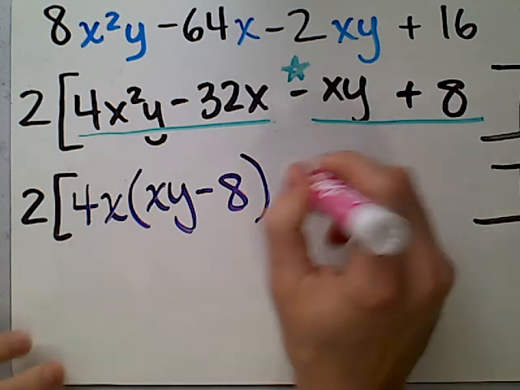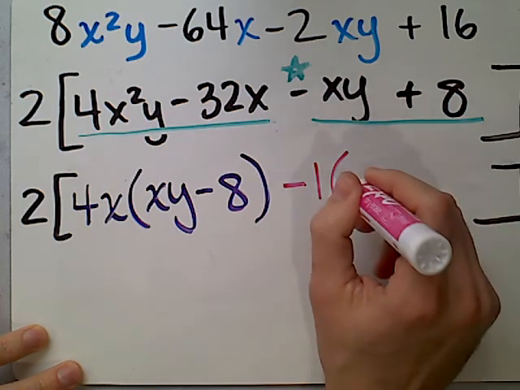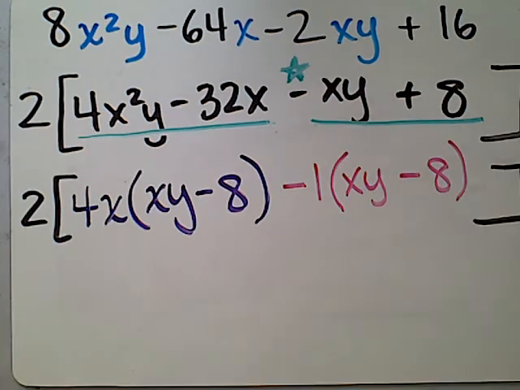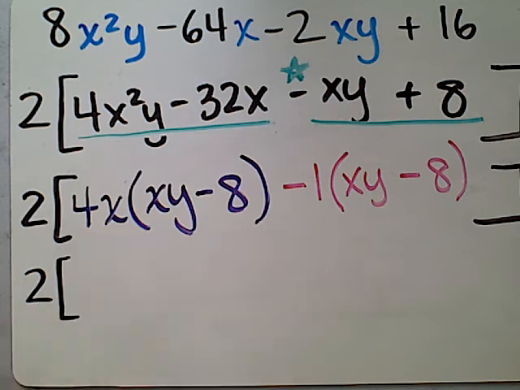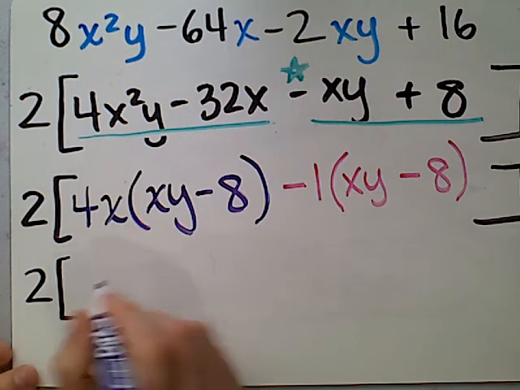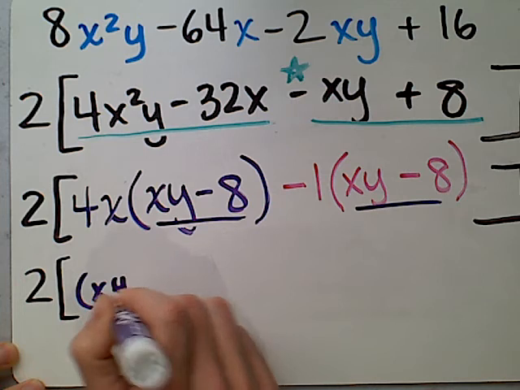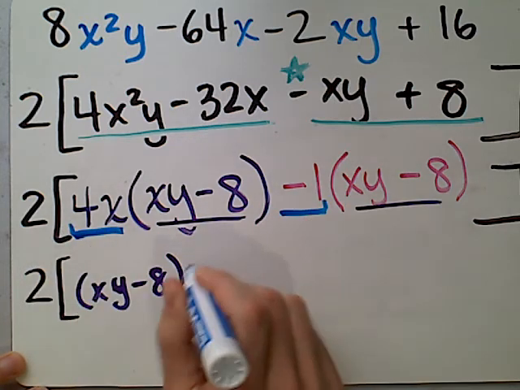I'm going to take out a negative 1. When I do that, this negative xy becomes a positive xy. And this positive 8 becomes a negative 8, or a minus 8 here. Now going further down here, again, just carrying down that 2. I have the 2 on the outside, and then on the inside, I'm going to have this xy minus 8. So this term here and here, I just copy down again. And I carry down what remained here with the 4x and the minus 1.